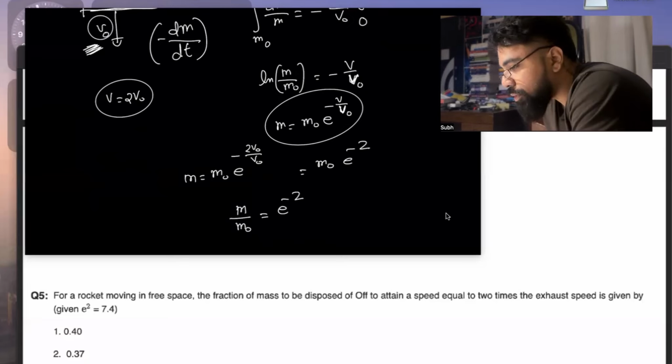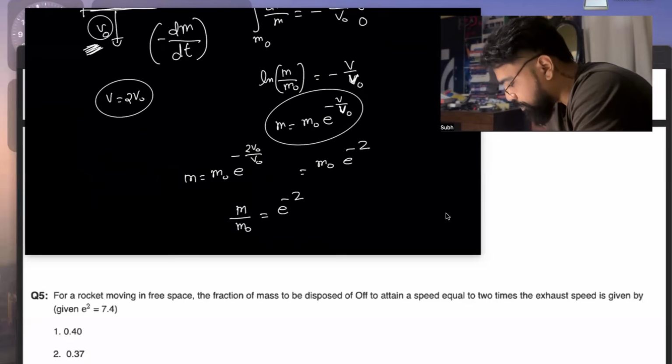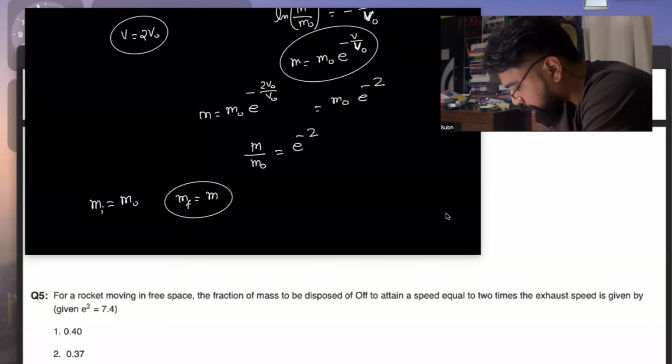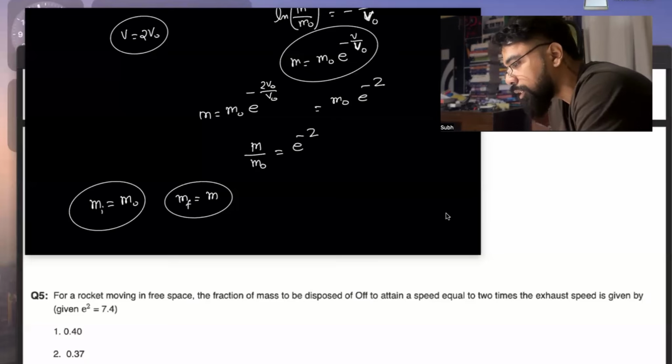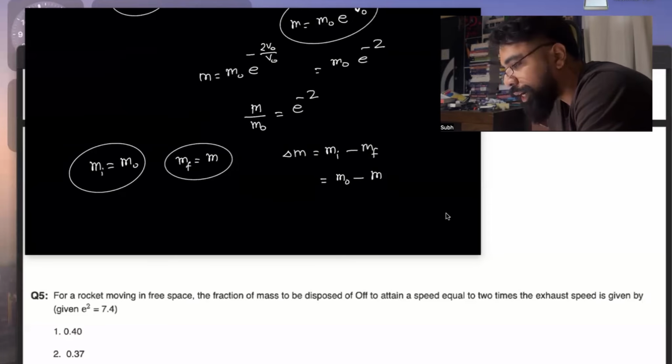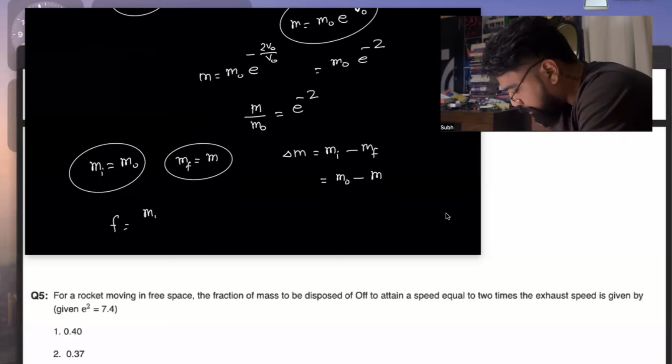So the question is asking the fraction of mass to be disposed of. So how much mass is disposed of if m naught was the initial mass and m is the remaining mass, that is the final mass? So how much mass is burnt by the rocket? The final mass is obviously less than the initial mass because the mass is burnt. So the mass that is burnt is initial mass minus final mass. That means m naught minus m. So the question is asking to find the fraction of this mass. So this means the fraction F is equal to m naught minus m, this is the burnt mass, divided by initial mass.